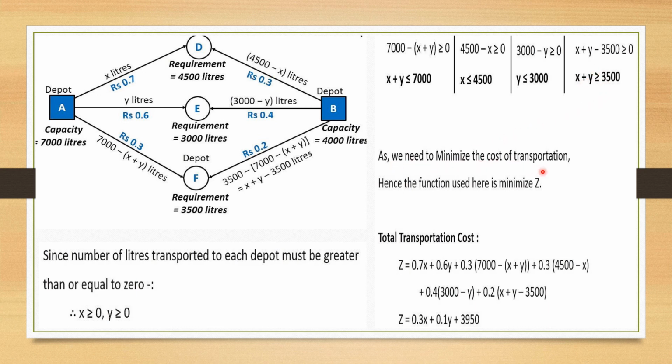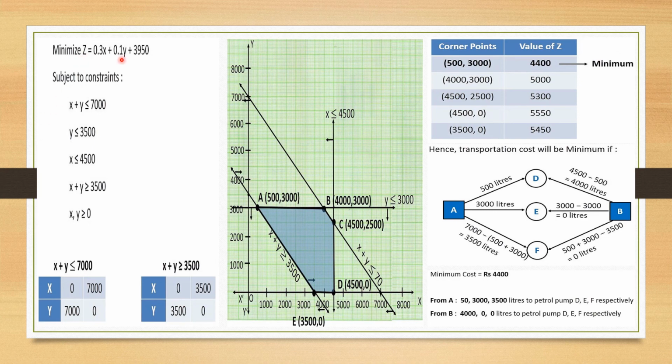Now we need to minimize the transportation cost. So how will you frame the transportation cost? Remember, it is the multiplication of all these together and the sum. That is 0.7 into x plus 0.6 into y plus 0.3 into this complete, plus 0.3 into this complete, 0.4 into this plus 0.2 into this complete. And we will get z as 0.3x plus 0.1y plus 3,950. Clear? Now we need to minimize this, subject to these constraints.